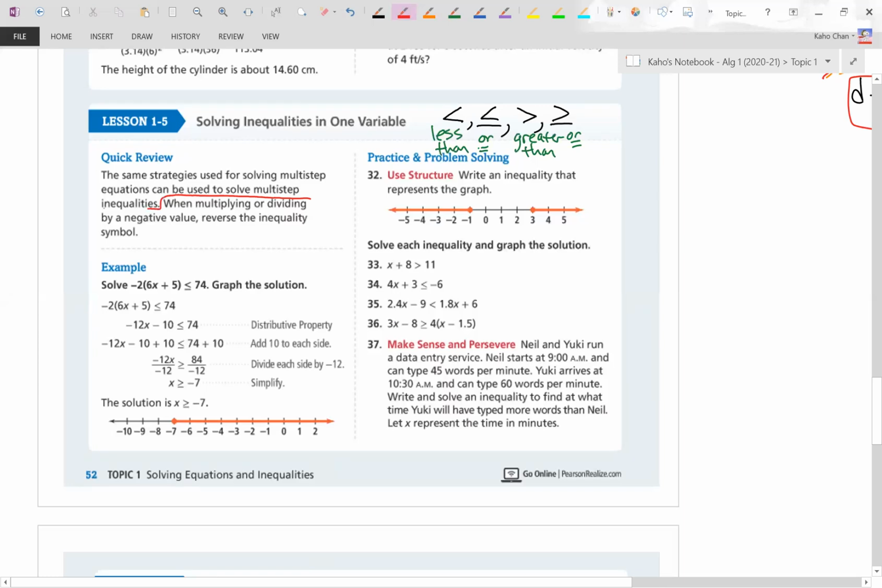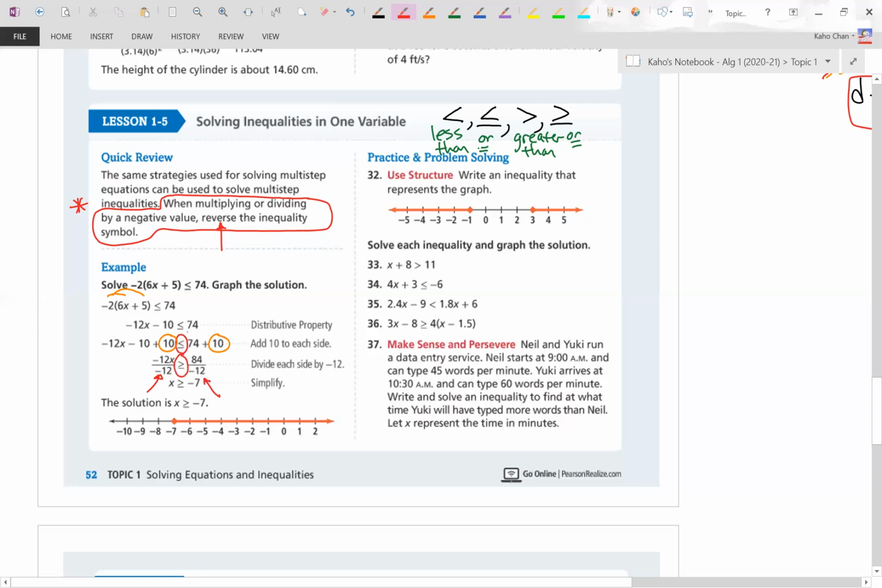Anytime you multiply or divide by a negative number, do a sign change or reverse, right? Very important there. Great reminder from the authors there. Here we go. In their example, they distribute the -2 to both sides, to the parentheses there. Then they went ahead and add 10 to both sides. Great. Then this is where the sign change just direction. They divide by -12. When you divide by -12, the symbol changes direction.